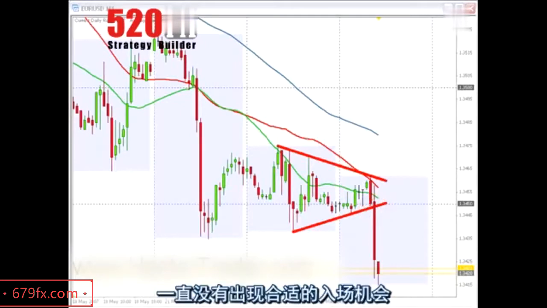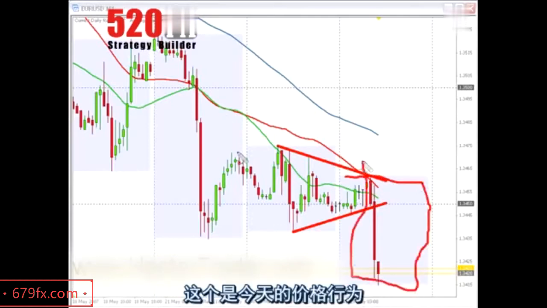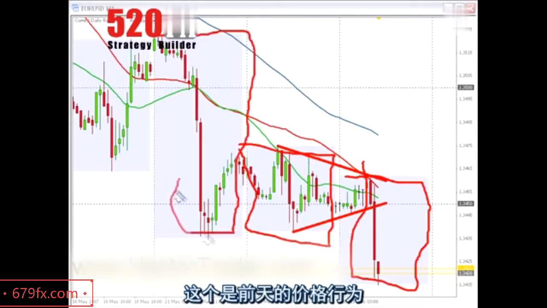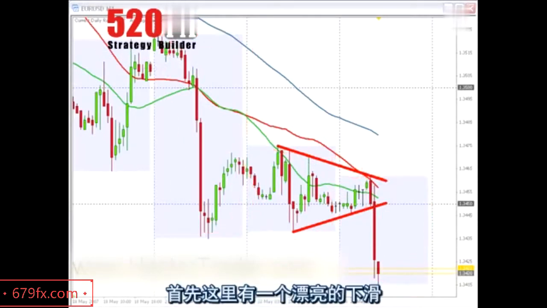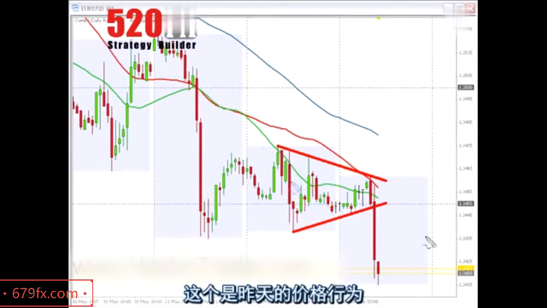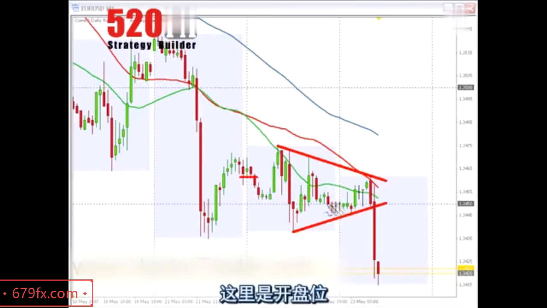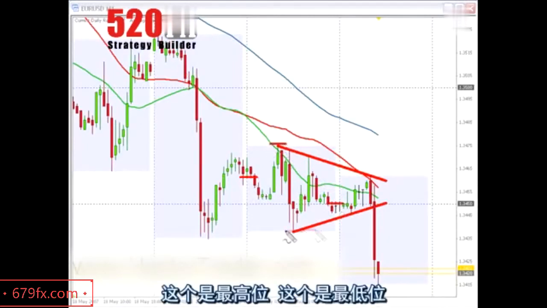Anyway, I repeat, this is today's price action, this is yesterday's price action, and this is the previous day's price action. So we were coming from a nice thrust down, then we enter a period of sideways consolidation. Yesterday, if we have a look at the daily bar, this is the open, this is the close, the high, the low.